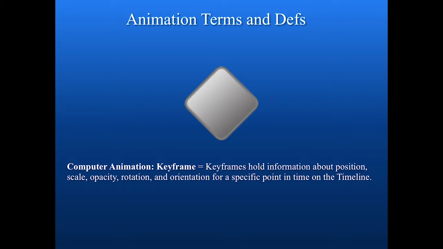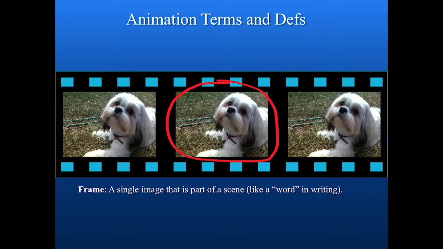In computer animation, a keyframe, shown here is the keyframe, linear keyframe icon from After Effects. Keyframes hold information about the position, scale, opacity, rotation, and orientation for a specific point in time on the timeline. A frame is a single image that is part of a scene, like a word in writing.